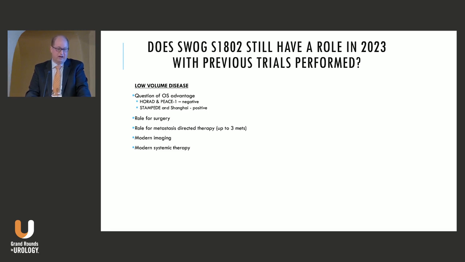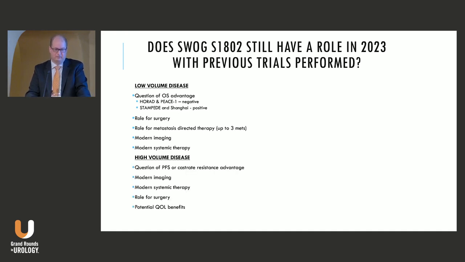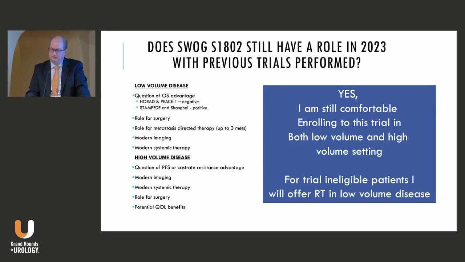It's also going to reflect modern imaging, which many of the trials didn't have. And it's also going to reflect modern systemic therapy because, for instance, double systemic therapy or even triple systemic therapy is allowed. How about in the high-volume disease? I think there's still value to the SWOG trial to answer questions about progression-free survival, to answer questions about modern imaging, to answer questions about modern systemic therapy, to also answer the question of surgery and the benefit for quality of life with local therapy. So yes, I am still comfortable enrolling to this trial in both the low-volume and high-volume setting, and that's the arm that I try to move towards.